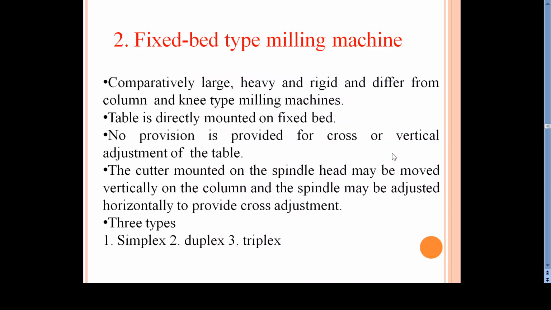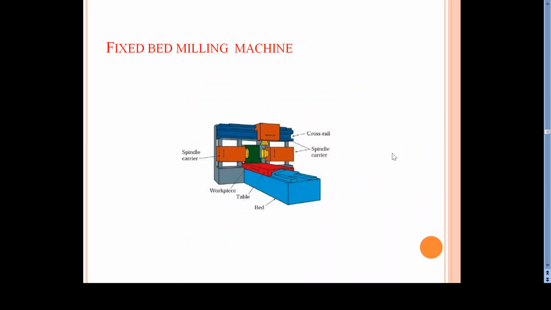The cutter is mounted on the spindle head, and it can be moved vertically on the column, and the spindle may be adjusted. So here actually the spindle tool head can move, but the degree of freedom for the table is only one. So there are three types: simplex, duplex, and triplex. So this is the model of the fixed bed milling machine.